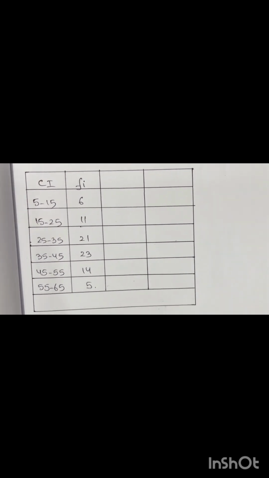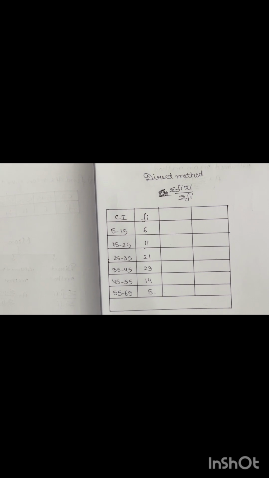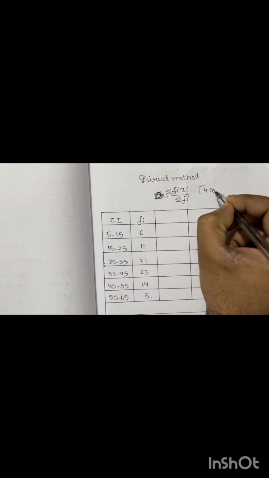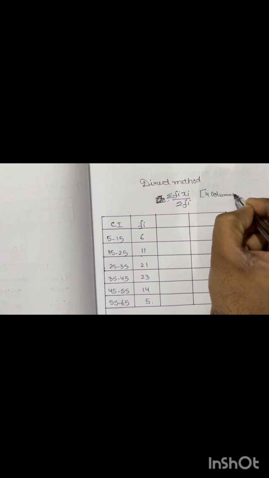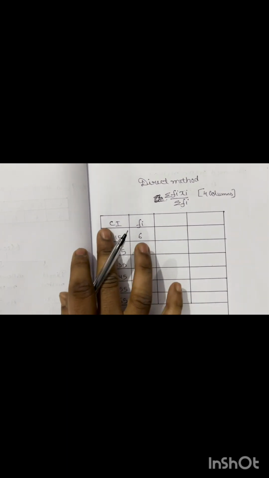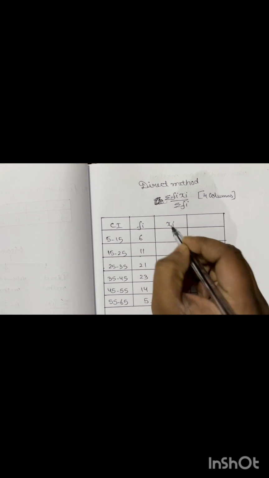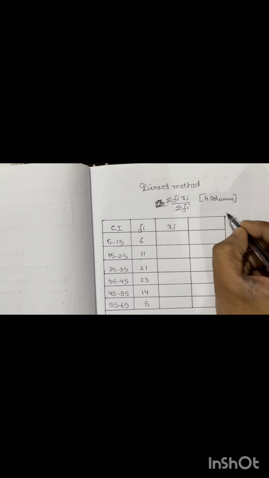So we are going to solve this by the direct method. The formula for the direct method is summation of fi xi by sigma fi. The direct method consists of four columns. The first one is ci, the second one is fi, and the third one is xi.